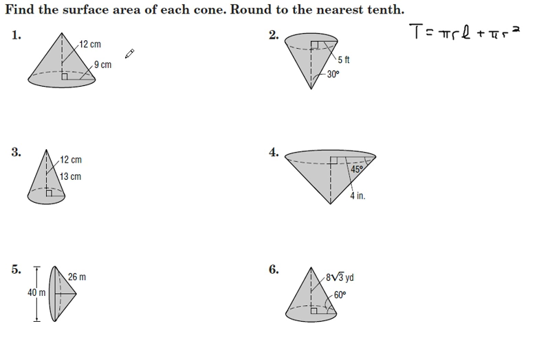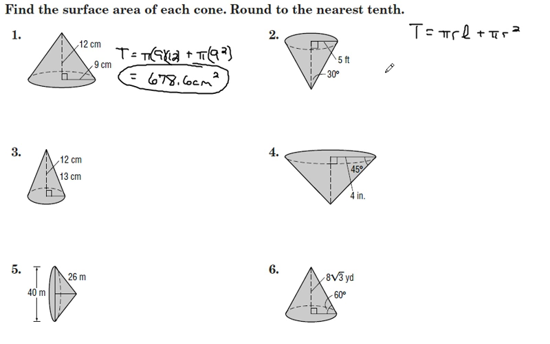So, in number 1, pi times 9 times 12, and then we're going to add to that pi r squared for the area of the base. And in the calculator, all of it yields 678.6 centimeters squared.